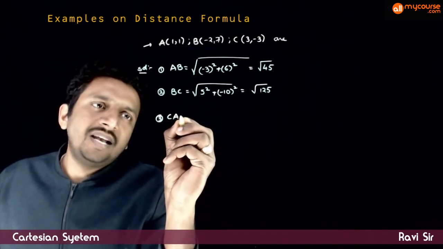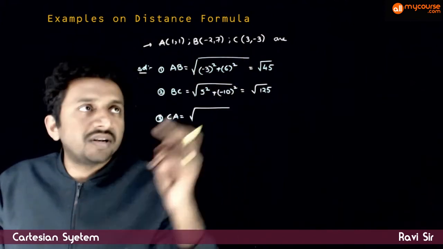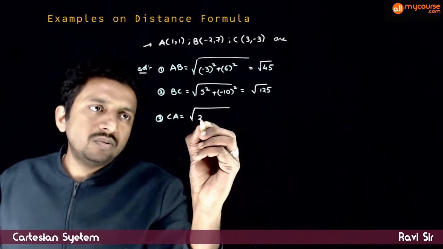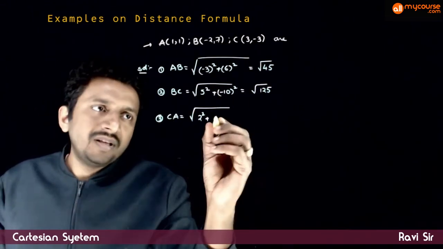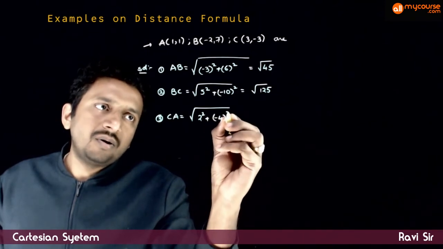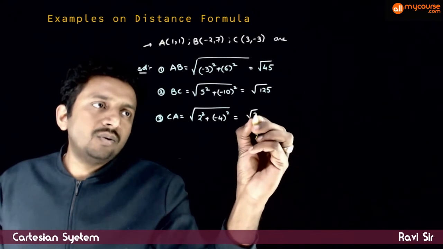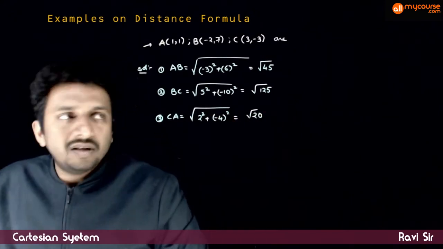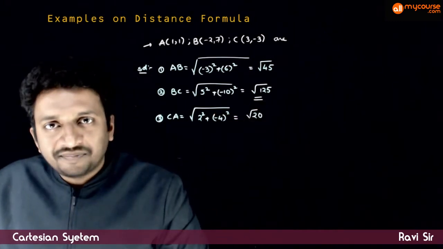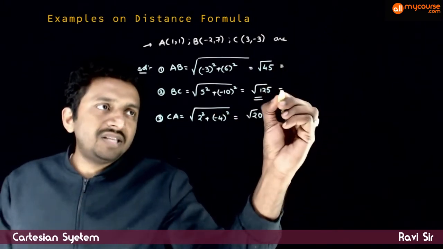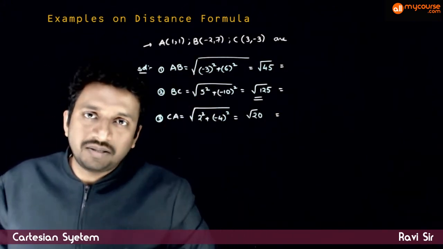So what is the length of CA? Again, root of x2 minus x1 whole square. 3 minus 1 is 2. So 2 square plus minus 3 minus 1 is minus 4, minus 4 whole square. That is equal to root of 4 plus 16, which is root of 20. So as you can very clearly see, this is the largest side. So now let us try to see if the largest side is sum of the other 2 sides or not.